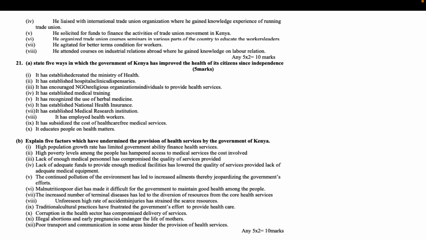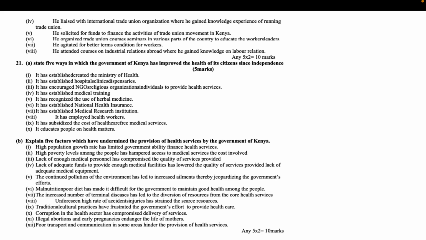B. Explain 5 factors which have undermined the provision of health services by the government of Kenya. High population growth rate has limited the government's ability to finance health services. High poverty levels among the people has hampered access to medical services, because of the cost involved. Lack of enough medical personnel has compromised the quality of services provided. Lack of adequate funds to provide enough medical facilities has lowered the quality of services provided.